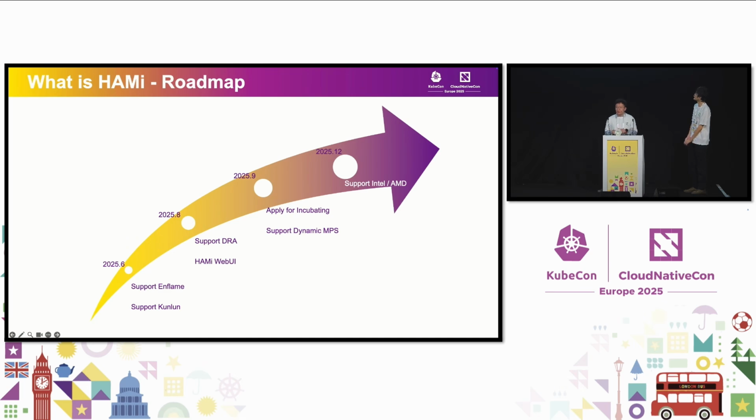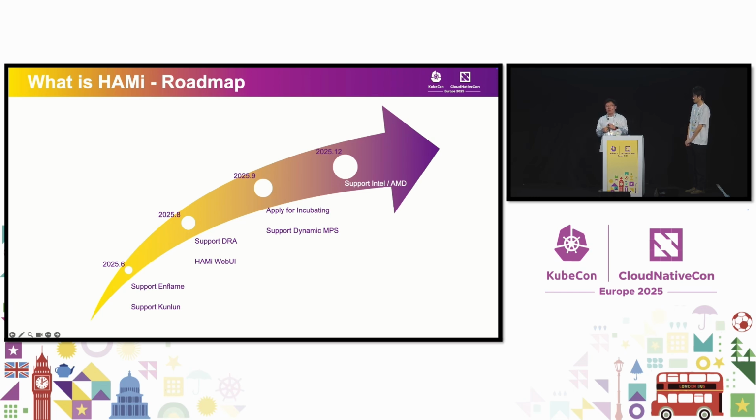This year, HAMi also became a CNCF sandbox project, and we have a clear roadmap for 2025. Firstly, we will support more heterogeneous AI chips, such as Kunlun, and we also want to support AMD, Intel, or AWS. So, any help is welcome.